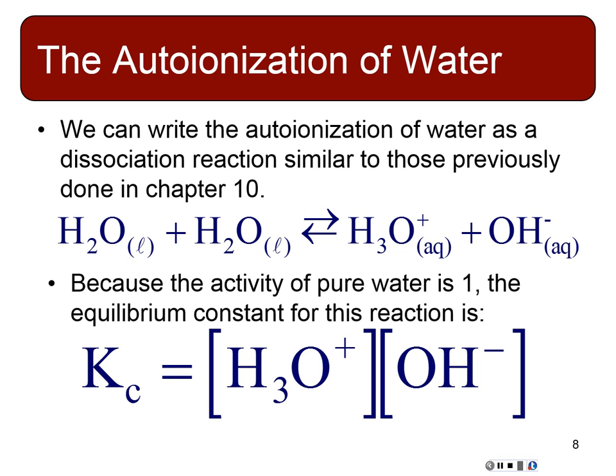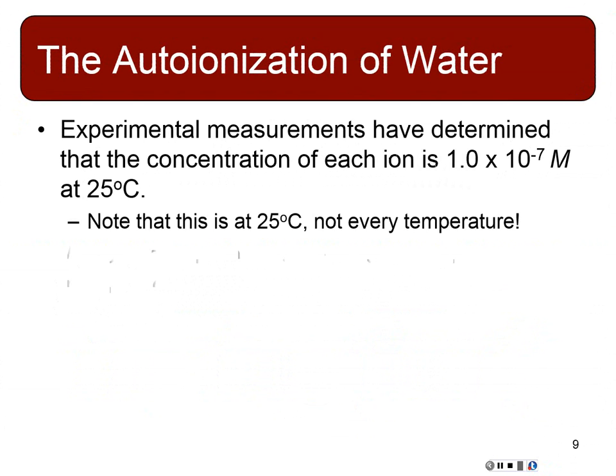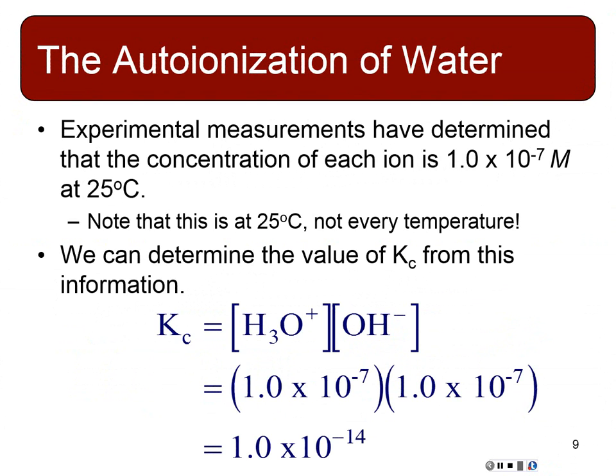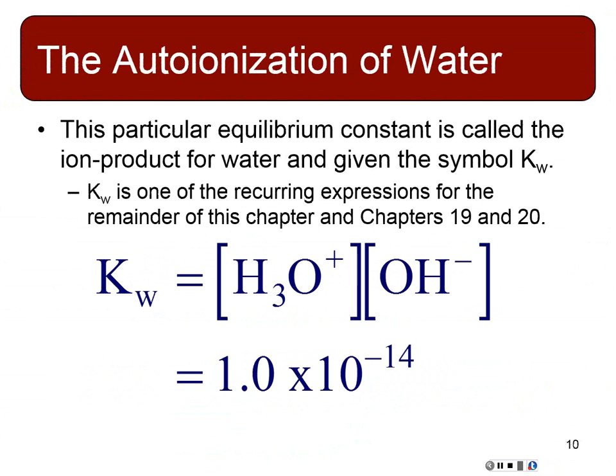Okay, so instead of just calling this Kc, because that's what we were using in chapter 17, we're looking at water. So we call it KW, W for water. So this is what you'll see it written as. We have to go back to this. KW equals the hydronium concentration times hydroxide.